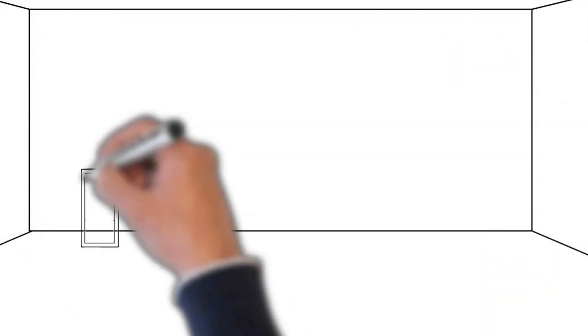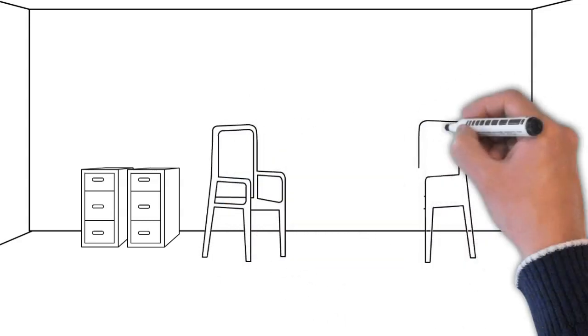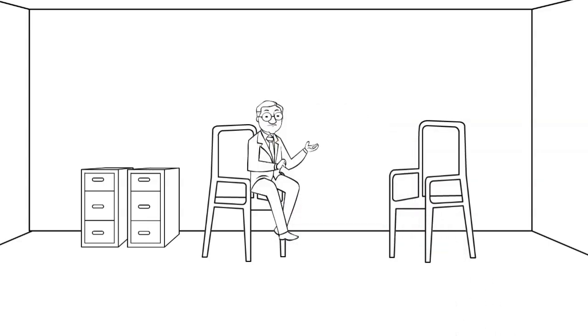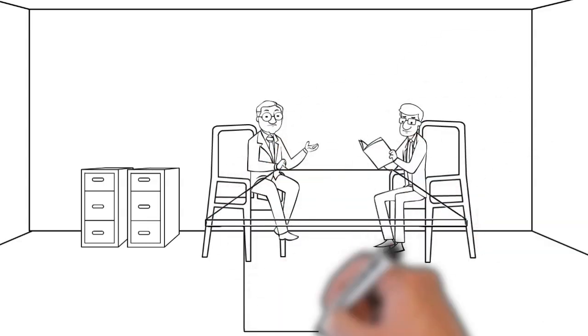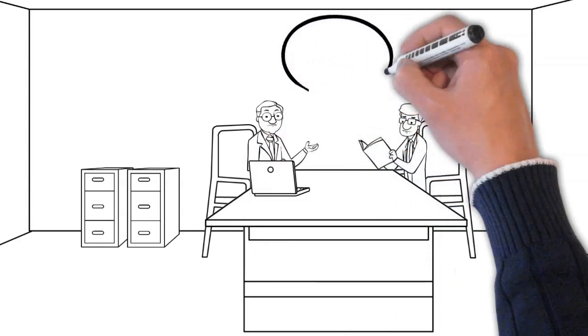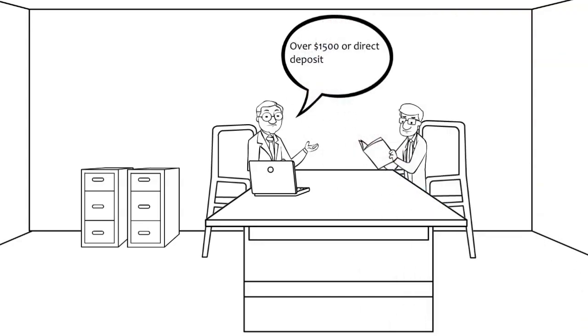Now let's take another example. Say you go to open a checking or current bank account. The bank tells you they won't charge an account maintenance fee if you keep your account balance over $1,500 or have your salary directly deposited to the account. So you don't need to meet both of these requirements to get the fee waiver. Although if you do meet both of them, you would still get the waiver.